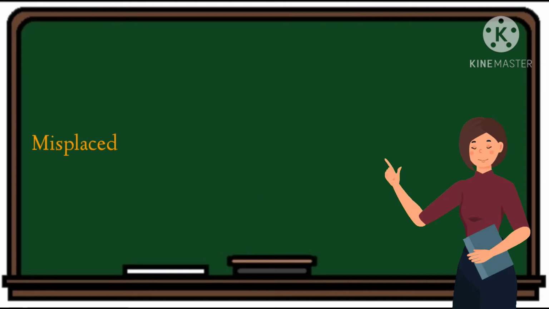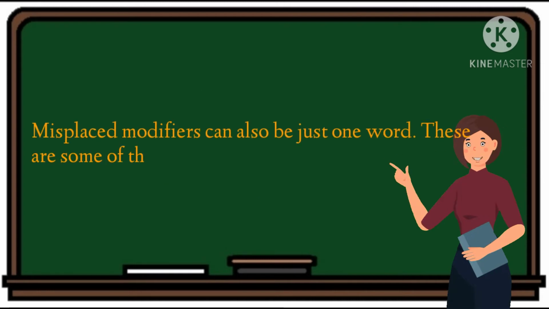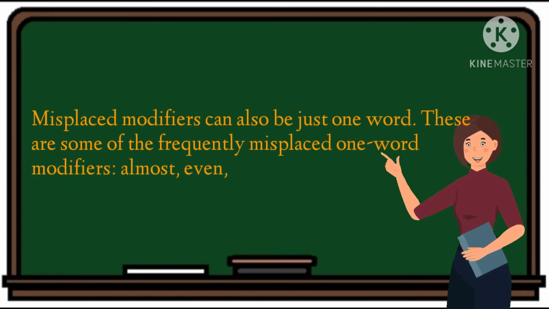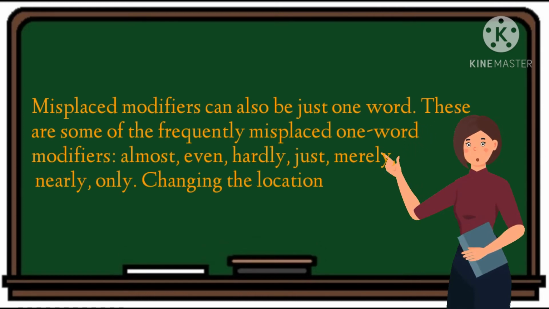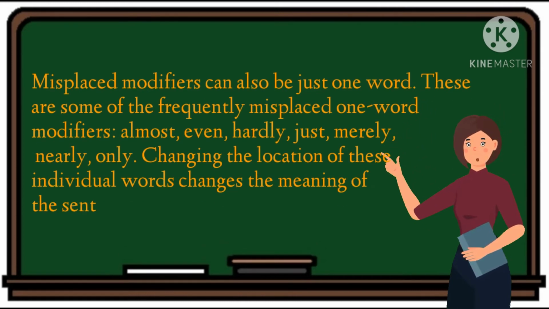Now, misplaced modifiers can also be just one word. Some of the frequently misplaced one-word modifiers are the words almost, even, hardly, just, merely, nearly, and only. Changing the location of these individual words could also change the meaning of the sentence.